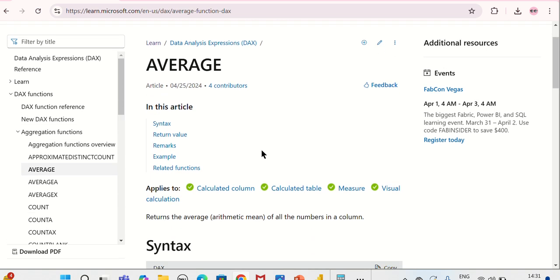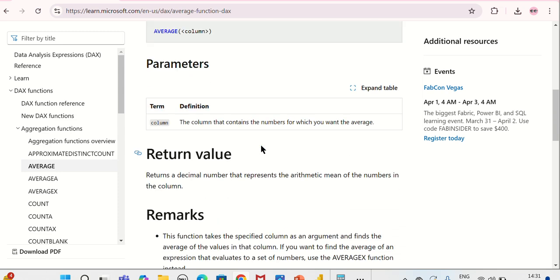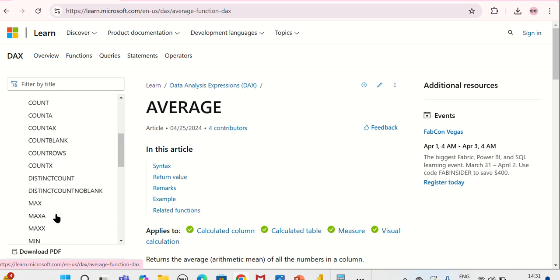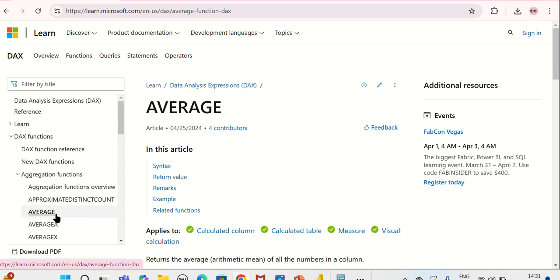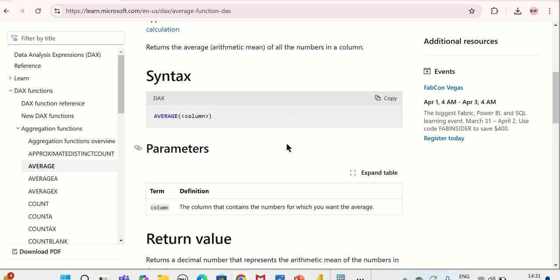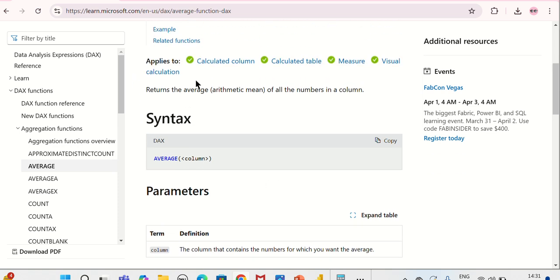These functions come under aggregation functions. Aggregation functions help us to take out any solution within a given time. For each function, for each DAX, we have different DAX queries. First we'll understand the syntax of AVERAGE. AVERAGE returns the mathematical mean of all the numbers in a column.